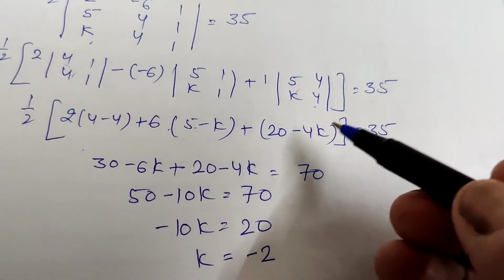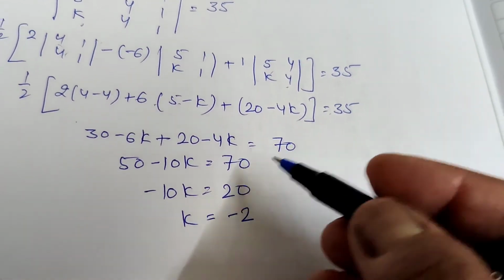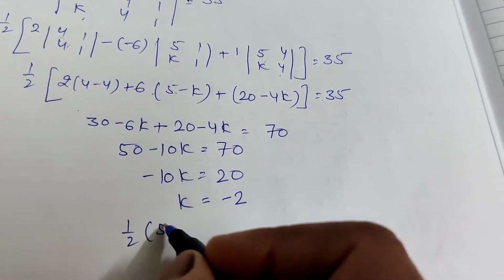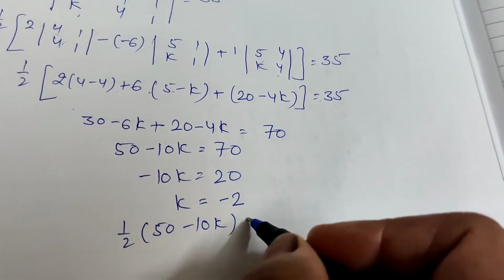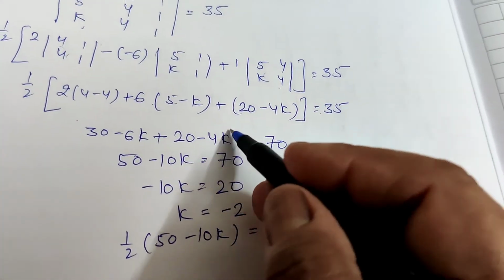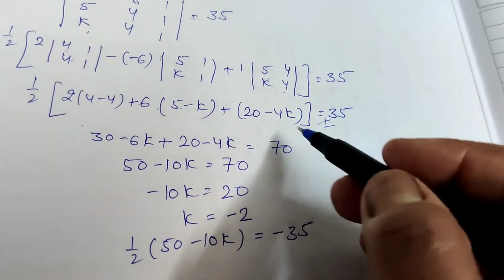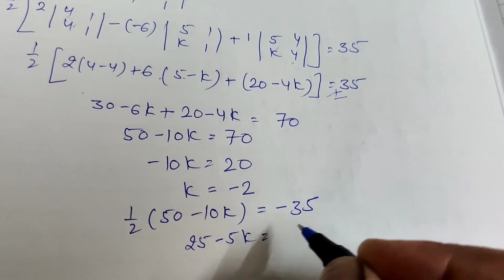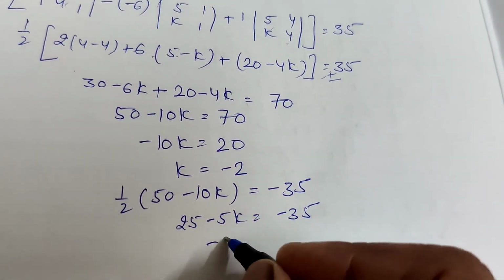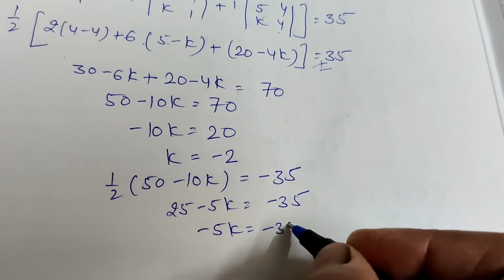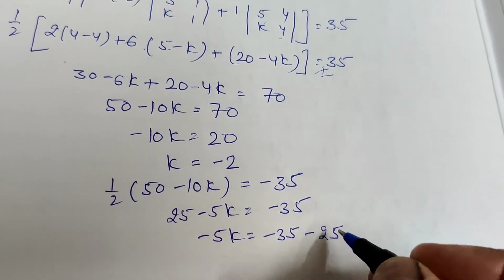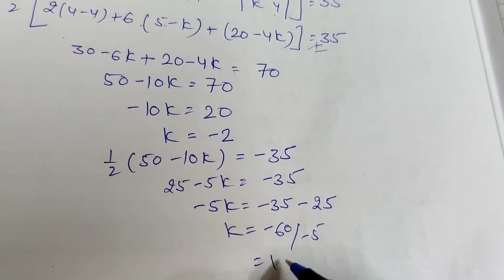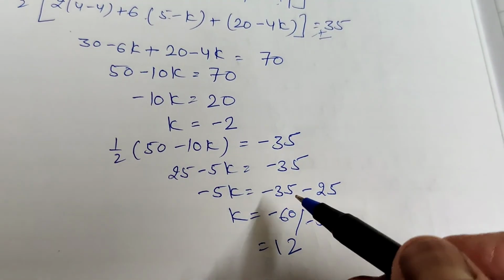This is in the positive form. If we take the plus minus form, equal to minus 35, it will be 1 by 2 into 50 minus 10k equal to minus 35. The area could be positive and negative both because these values are in absolute form. It means 25 minus 5k equal to minus 35. Minus 5k equal to minus 35 minus 25. k equal to minus 60 by minus 5, 12. The two values of k are 12 and minus 2.